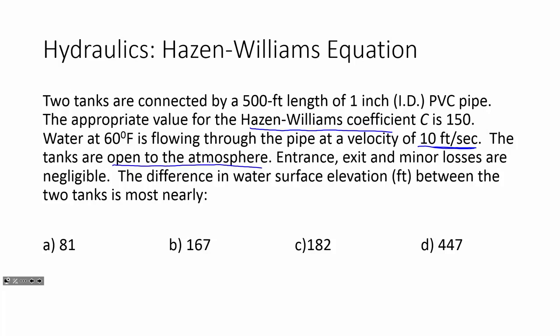and the tanks are open to the atmosphere, entrance, exit, and minor losses are negligible, and the difference in water surface elevation between the two tanks is most nearly going to be what? So we want to calculate the delta H between those tanks. So if we draw this system, we can depict this system here.